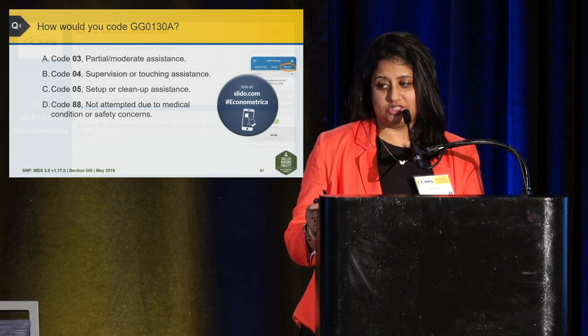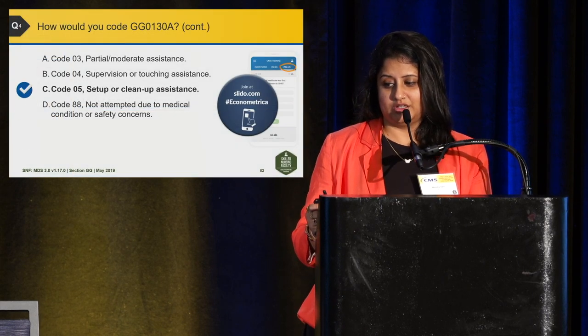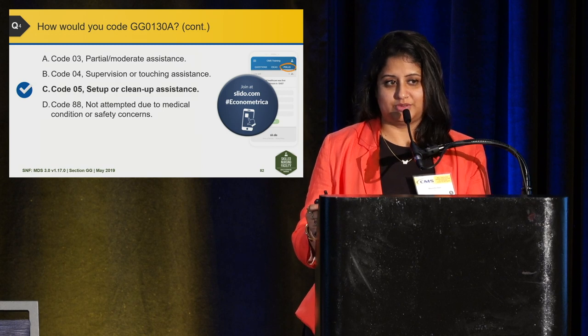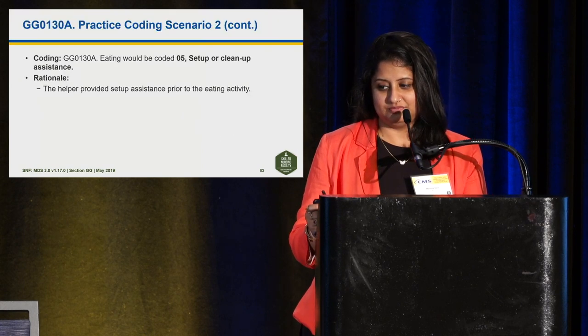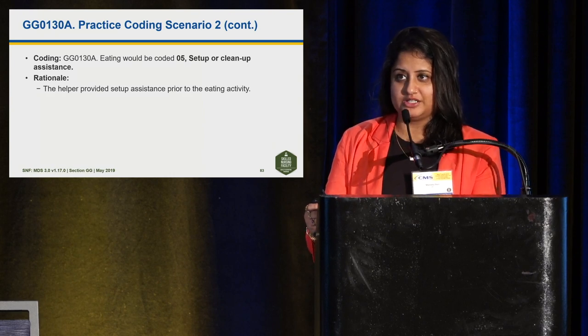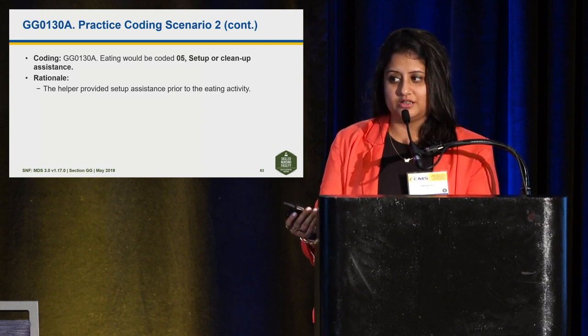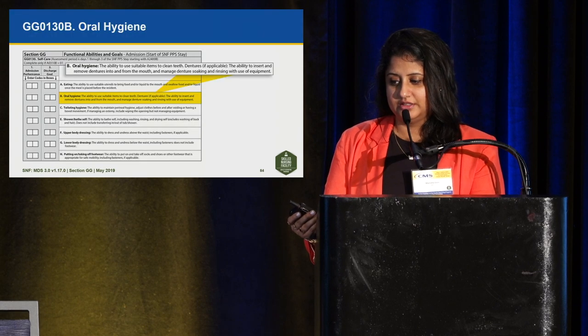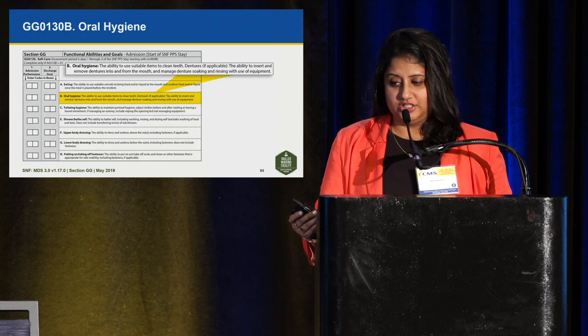So how would you code GG0130A? It would be 05, setup or cleanup assistance. And the rationale is the helper provided setup assistance prior to the eating activity, but Mr. S was eating by himself. So next we have oral hygiene.